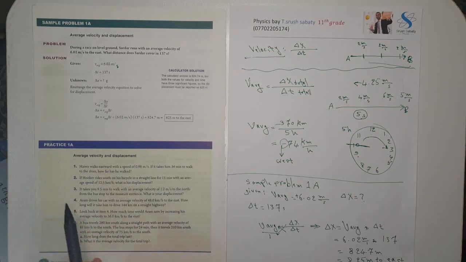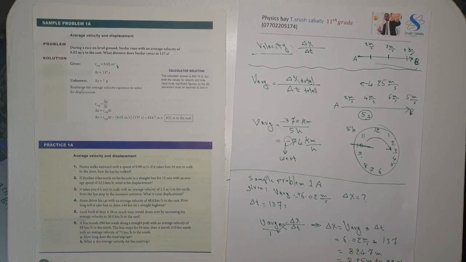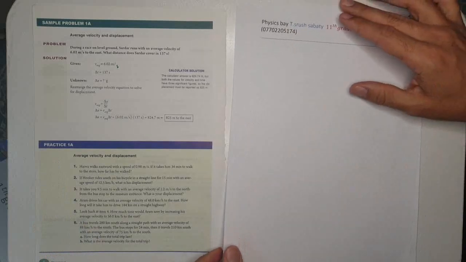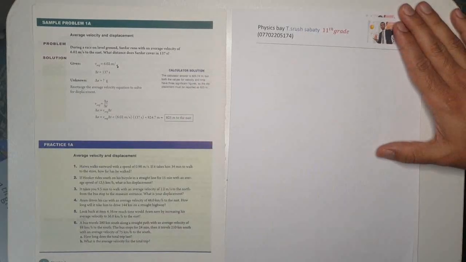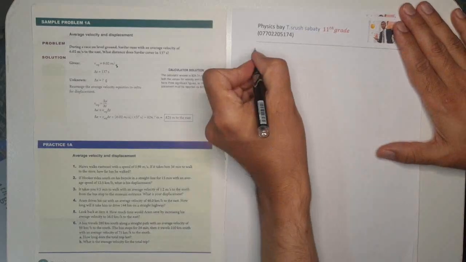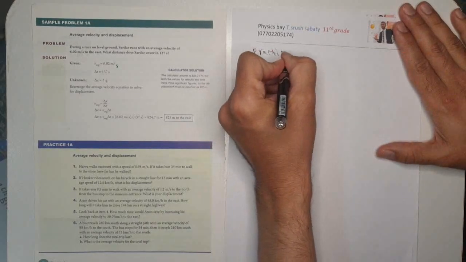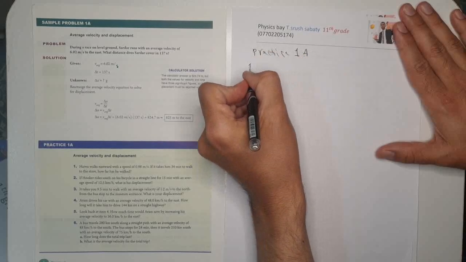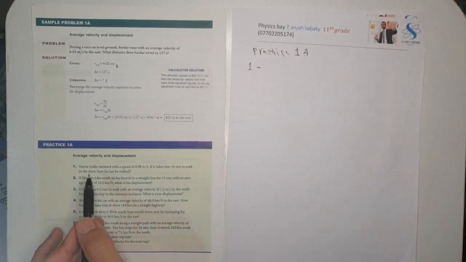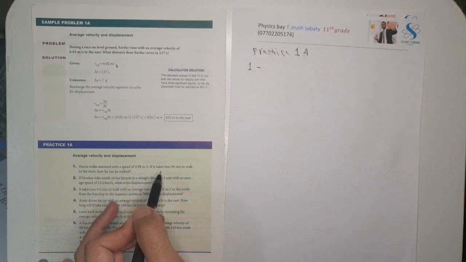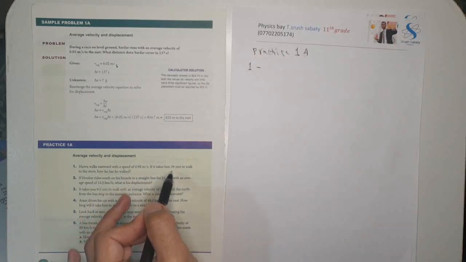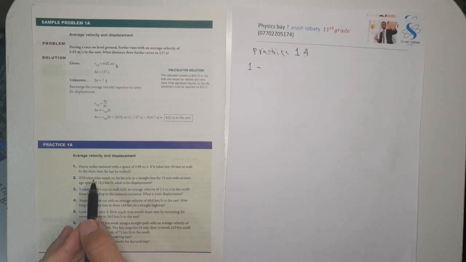Next, what about the practice 1a? Practice 1a. Let me change the color. Practice 1a, number 1. Passion walks eastward with a speed of 0.98 meter per second. It takes him 34 minutes to walk to the store. How far has he walked?